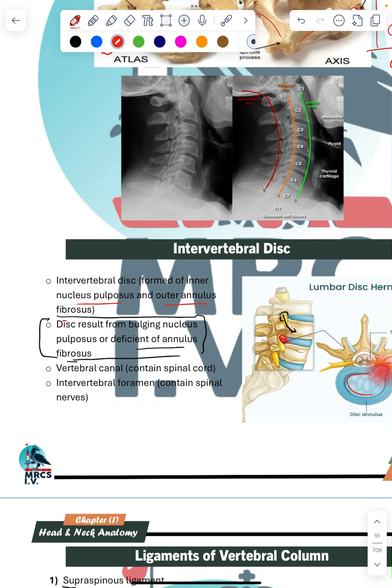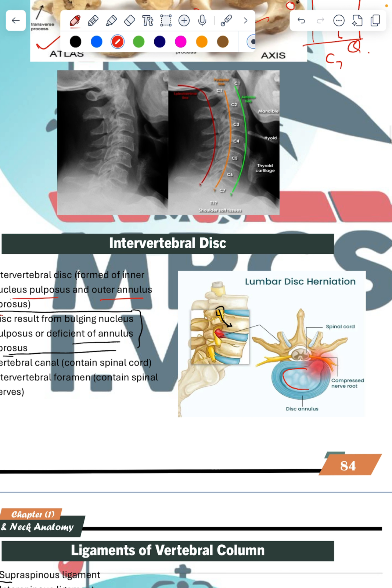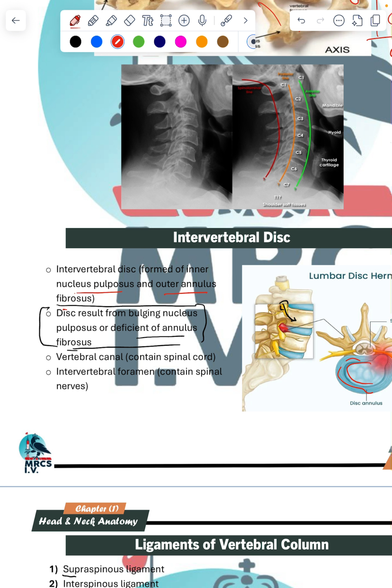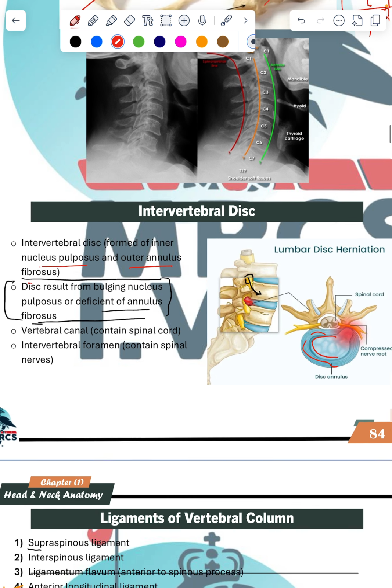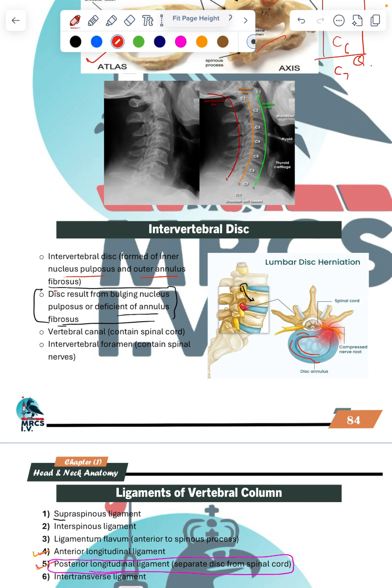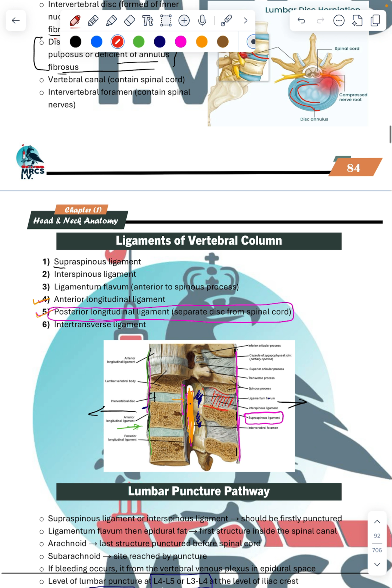Intervertebral disc. The intervertebral disc is formed by the inner nucleus pulposus and the outer annulus. You can see inner is the nucleus, outer is the annulus. So disc prolapse results from bulging of the nucleus pulposus or a deficient annulus. The vertebral canal contains the spinal cord. The intervertebral foramen contains the spinal nerves. The vertebral canal contains the spinal cord.